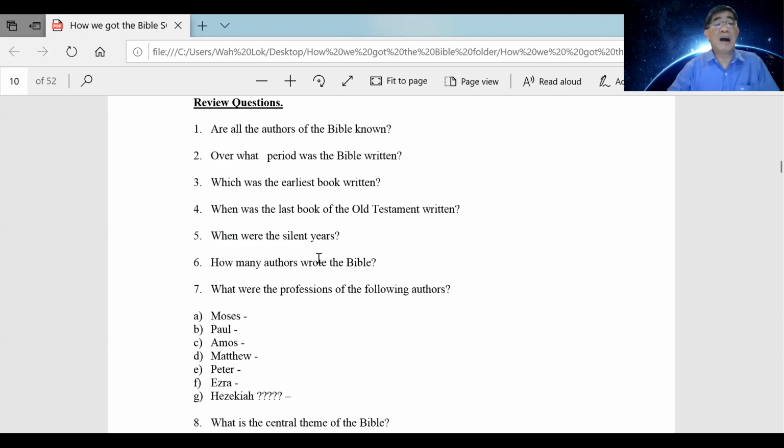Now, how many authors wrote the Bible? The answer: 40 authors wrote the Bible.